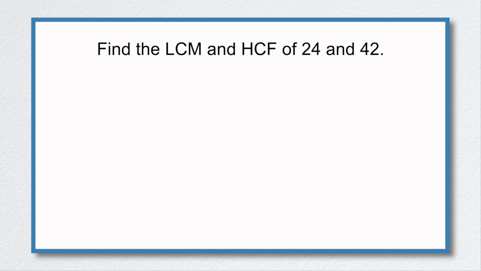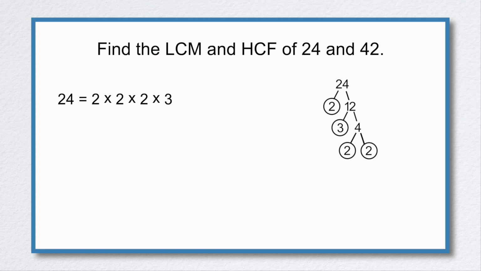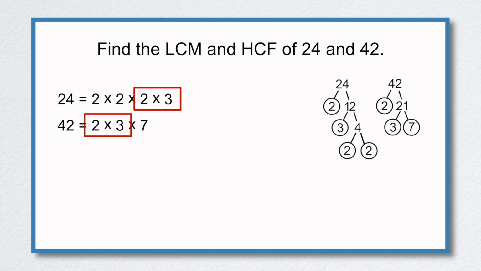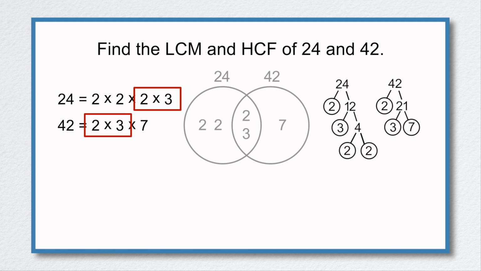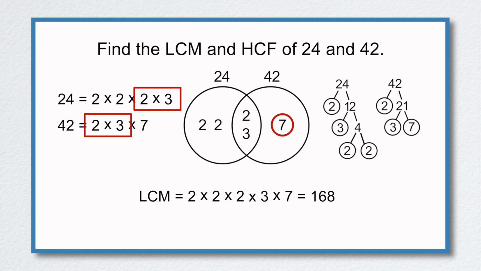The prime factors of 24 are 2 times 2 times 2 times 3. And the prime factors of 42 are 2 times 3 times 7. We can see that we have an overlap of prime factors of 2 multiplied by 3. Here it is on a Venn diagram. So to find the lowest common multiple, we are going to multiply all the prime factors in that Venn diagram. So that's 2 times 2 times 2 times 3 times 7, which is equal to 168. And the highest common factor is the overlap of the prime factors, which is 2 multiplied by 3, which is equal to 6.